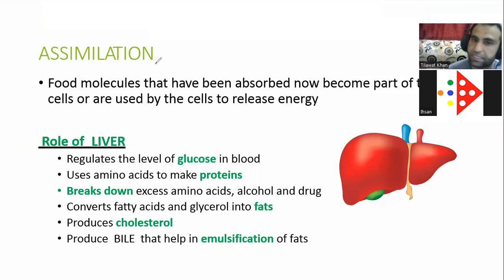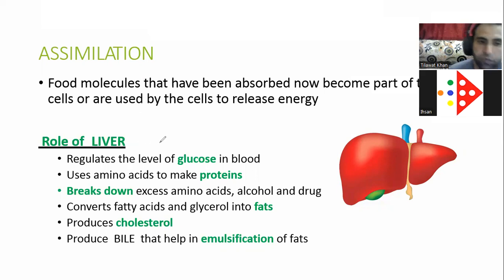So you should mention this definition, in which the food molecule becomes part of your cell, right? Like it becomes protein, lipid, whatever, but it becomes part of the cell. The food molecules are utilized in your body and release energy, and that energy is used for certain activities in your body. That is called assimilation.